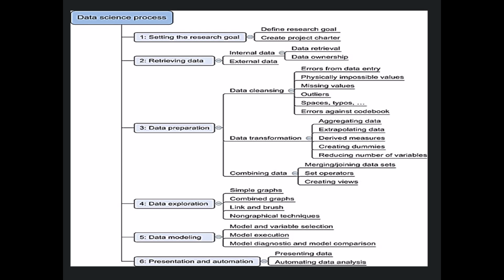Here, setting the research goal involves two steps: define research goal and create project charter. In defining the research goal, you will come to know about what, whom, where and how. You will be able to answer all these questions from the first step: define the research goal. What is create project charter?